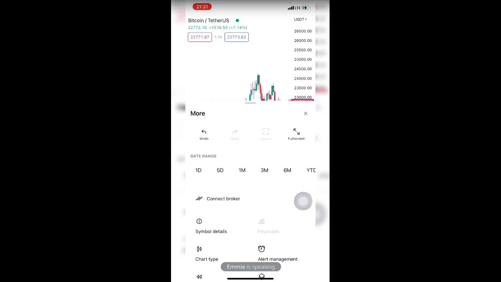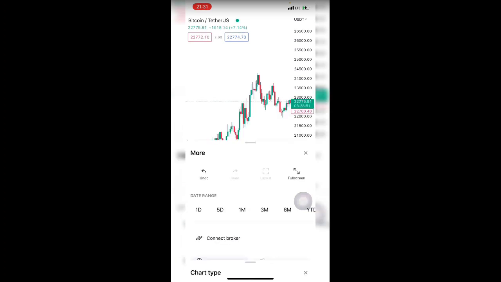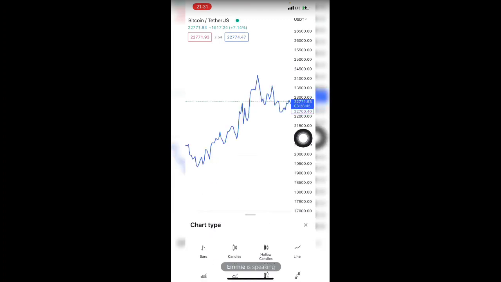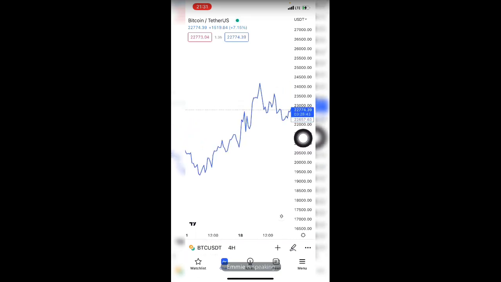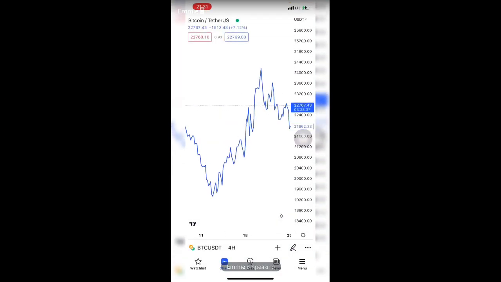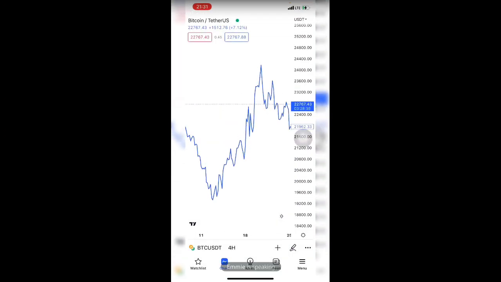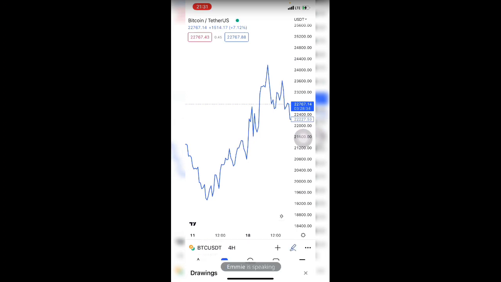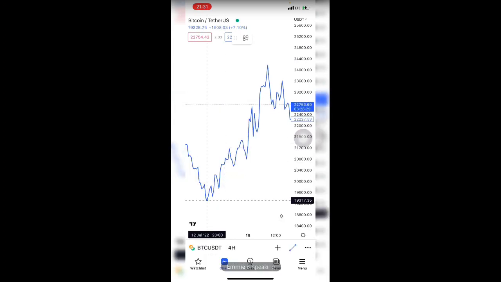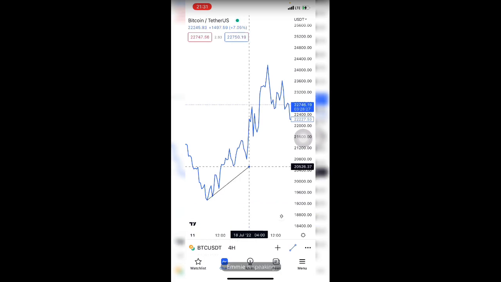Then can you see chart type? I will click on this chart type. Then there's bars, there's candles, there's hollow candles, there's line. So I will pick line. Can you see the market now? With this, I can draw the trend of my market. It will be easier like that. So I will now click on trend line and connect the bottom. I will connect it together.